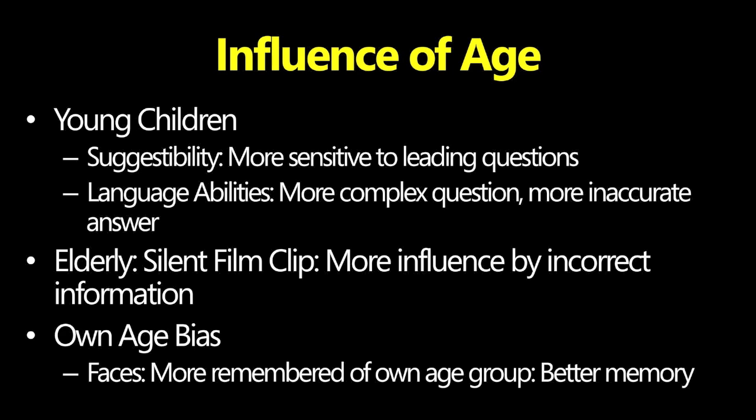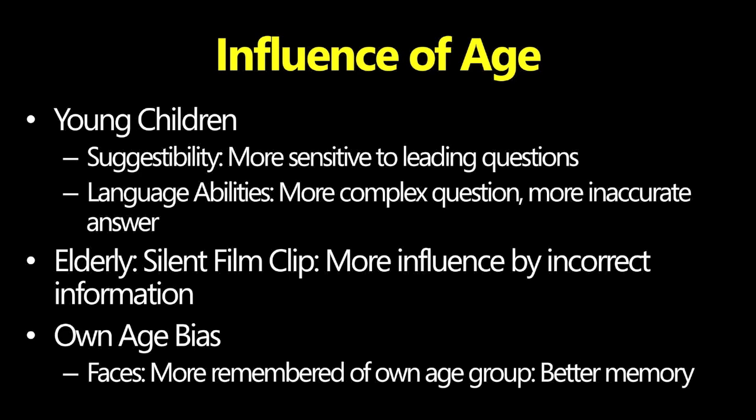Language abilities. The more complex the question, the more inaccurate the answer. This is where they found that with a more complex question, the child was more likely to give an inaccurate answer, probably because they couldn't understand or comprehend it. Therefore, it was found that you should phrase questions in a more child-friendly way and not test them on skills that they do not have at the developmental level. So that just means talk at the language of their age level. So that's it for children.